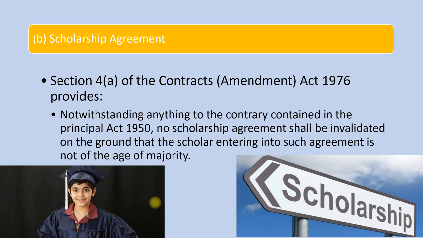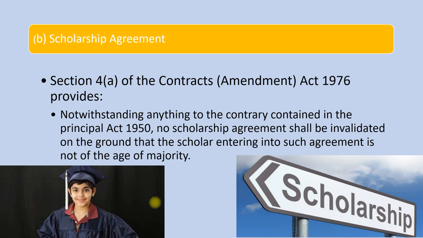Right. The second exception is about scholarship agreements. Again, it's not mentioned under any provision in the Contract Act, but instead under Section 4A of the Contract (Amendment) Act 1976. Amendment means the Act has been amended. The provision in Section 4A has been amended.